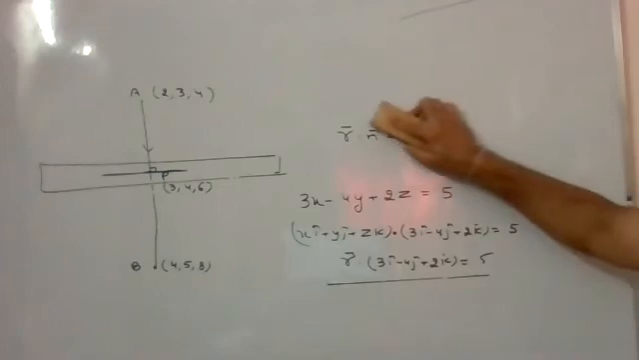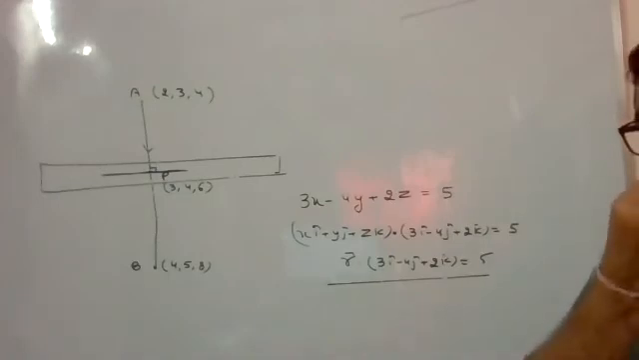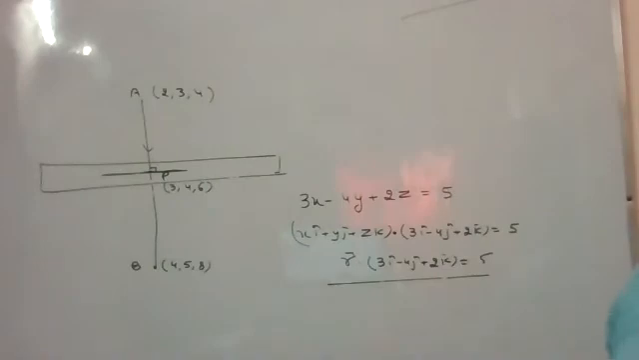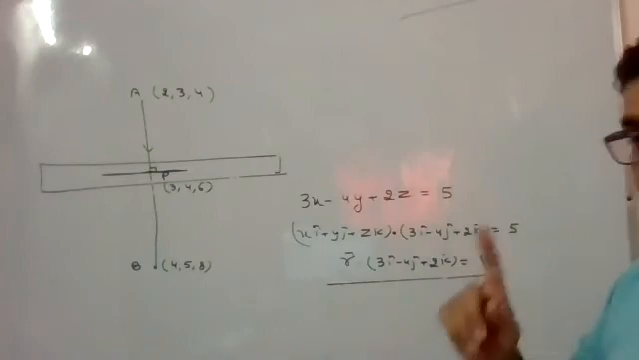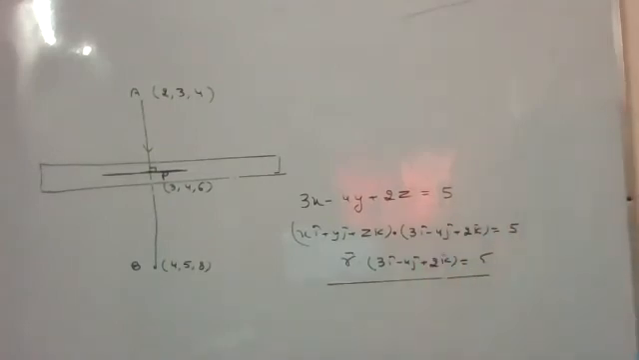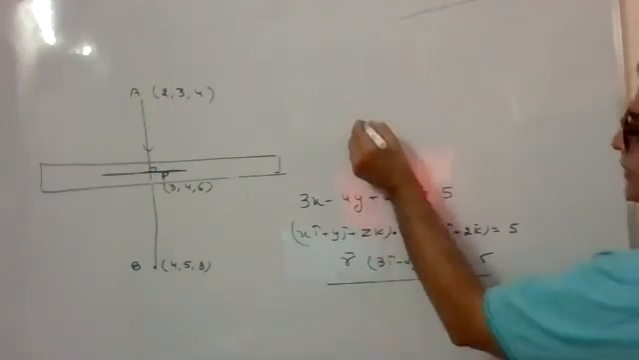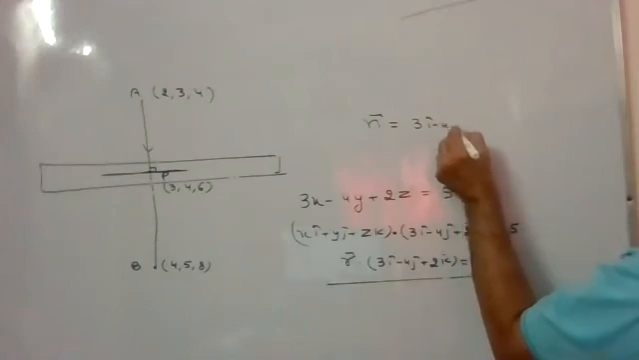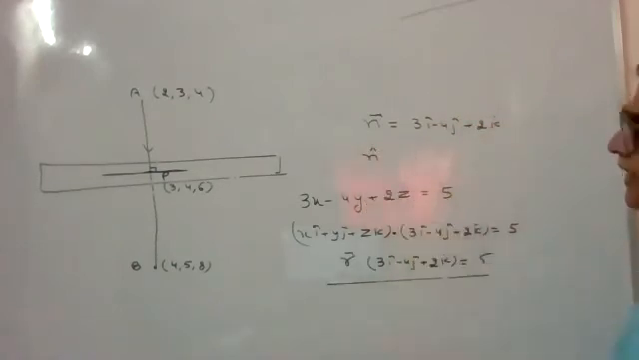Can you find out the unit vector normal to the plane? I want a normal vector, a unit vector which is normal to the plane. This is the normal vector and I want the unit vector of it, so nothing new. The n vector is 3i minus 4j plus 2k. And what they are asking is n cap.